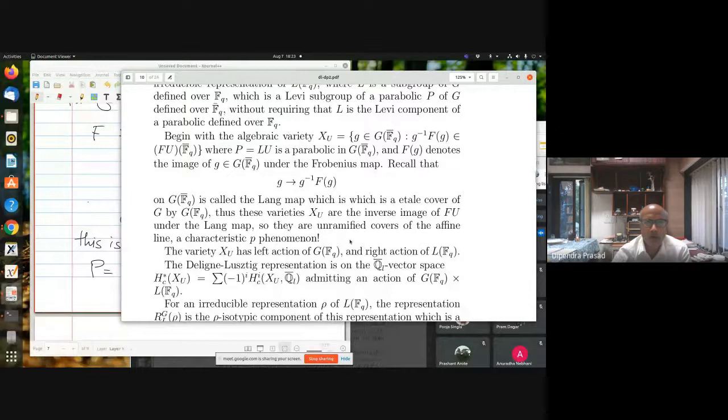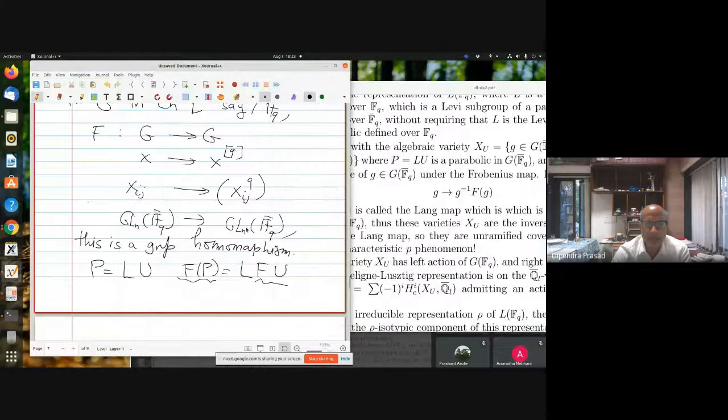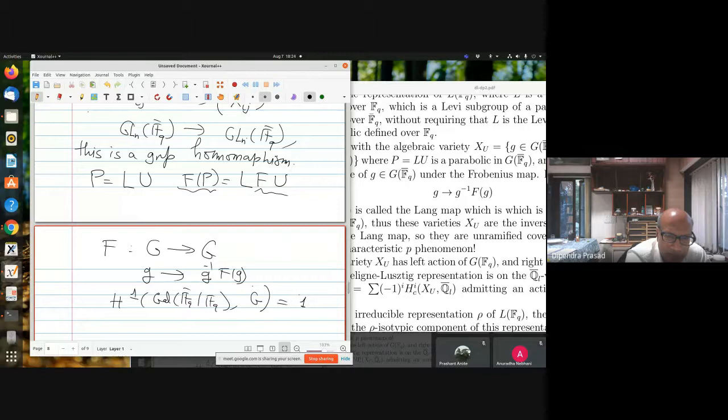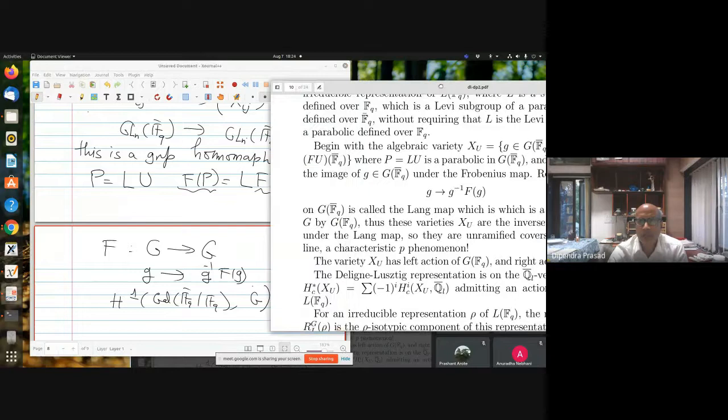Okay. So there is the famous Lang map, and I guess in some other lectures, maybe Manish Thakur has proven Lang's theorem. So there is this mapping F from G to G, which takes G to G inverse FG. And this mapping is surjective and finite fiber, which is G(FQ). And it goes into proving that H1 of the Galois group of FQ bar over FQ with coefficients in G is equal to trivial. So there is the famous Lang map, an etale cover of G by G(FQ).